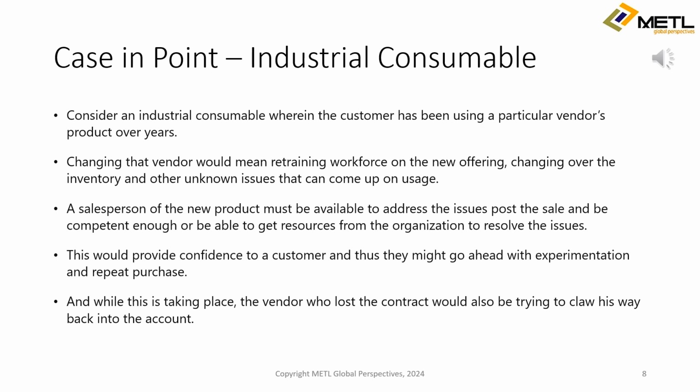Case in point, industrial consumables. Consider an industrial consumable like a coolant or a hydraulic oil, wherein the customer has been using a particular vendor's product for years. Changing that vendor would mean retraining the workforce on the new offering. It might be a slight bit of retraining, but still some specifications need to be told. Changing over the entire inventory process, which used to be there, and other unknown issues can come up on usage. So, for example, if it's a new coolant, excessive frothing might be observed, or a little more dilution might be required than what was required earlier. So, some small little things can always come up.